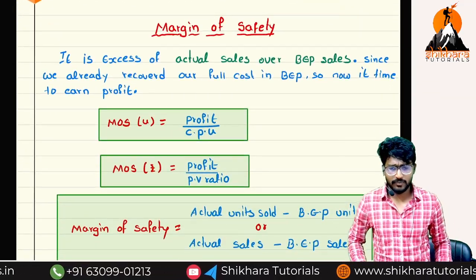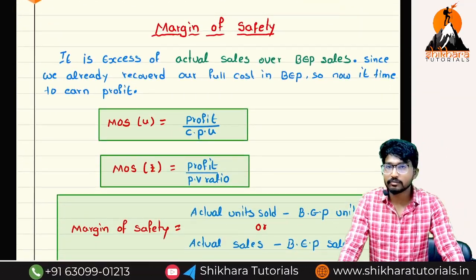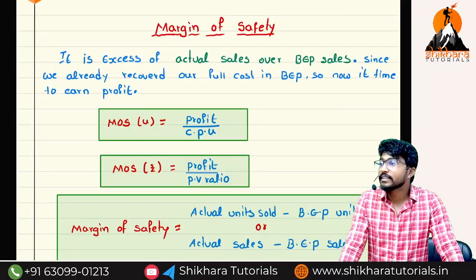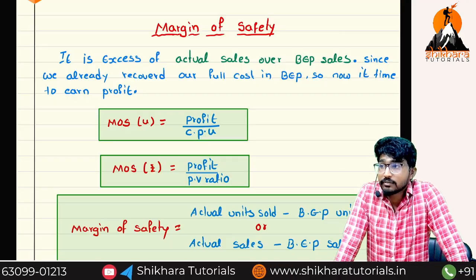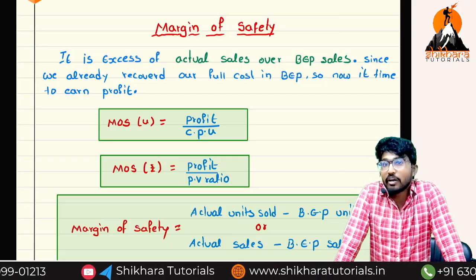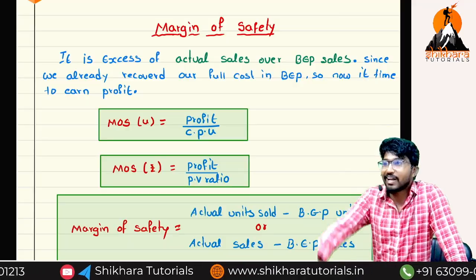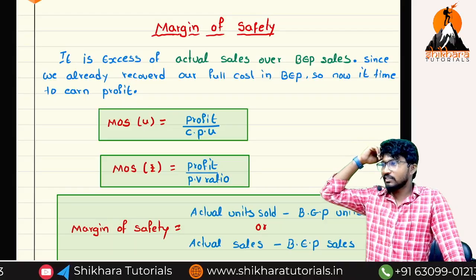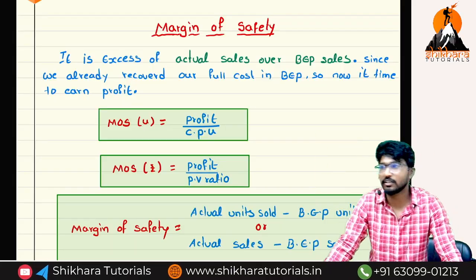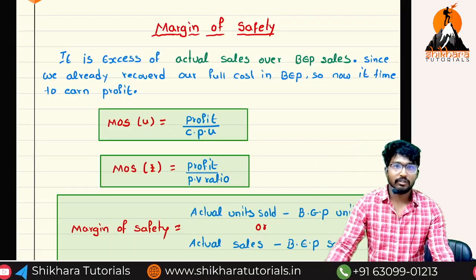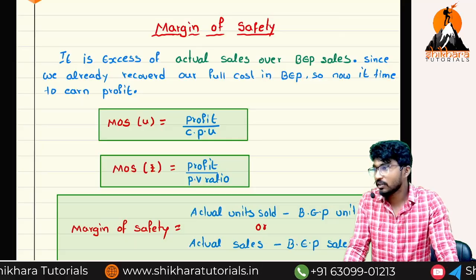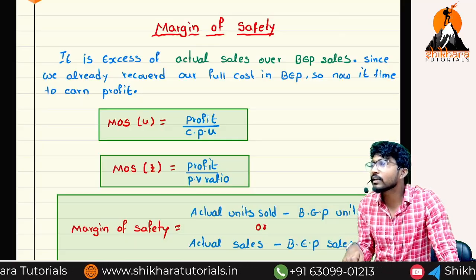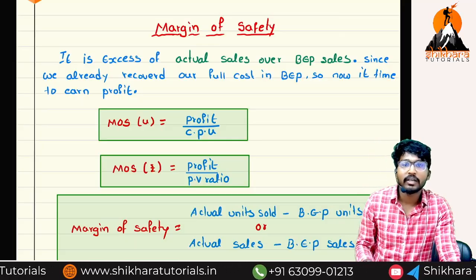Next one is margin of safety. Till now we recovered which one? Fixed cost. From contribution we already recovered the variable cost. That is not our headache at all. From contribution we already recovered fixed cost. Now it's time to recover profit.